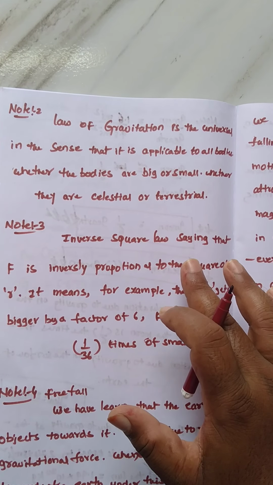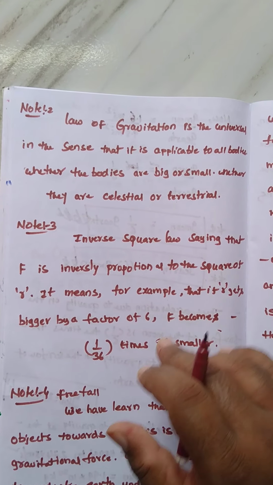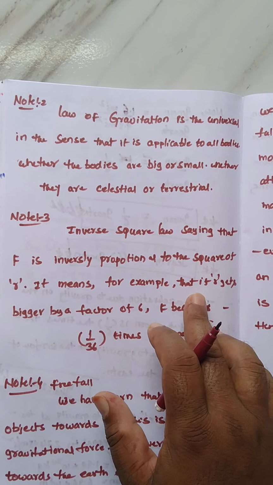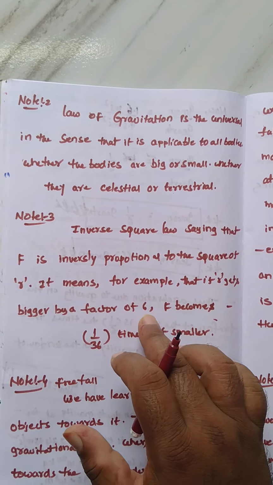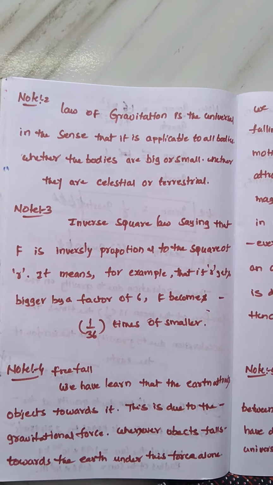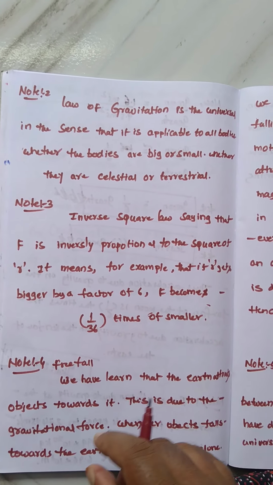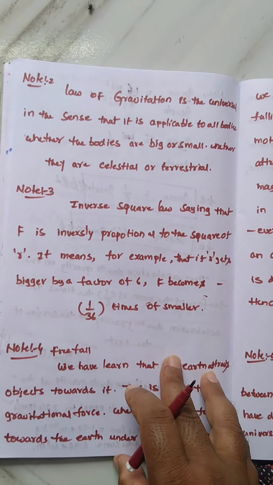Next, note 3. It is also discussed. Inverse square law says that F is inversely proportional to the square of R or d. It means, for example, that if R gets bigger by a factor of 6, then F becomes 1 by 36. Why? Because it's square. So if R gets bigger by a factor of 6, then F becomes 1 by 36 times smaller. That is already discussed, I think.